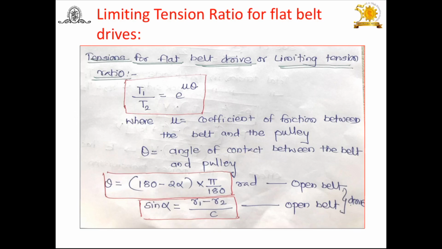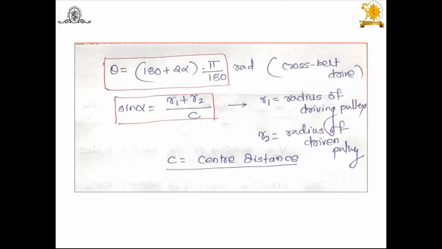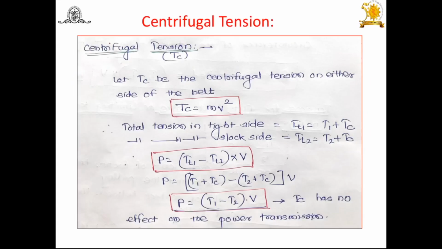Try to understand. For cross belt drive, the angle of wrap is 180 minus 2 alpha, into pi by 180, into radians. Here also, instead of beta, alpha is taken. Don't make confusion. And sin alpha or sin beta is equal to (R1 plus R2) by C, applicable to cross belt drive. Then centrifugal tension.